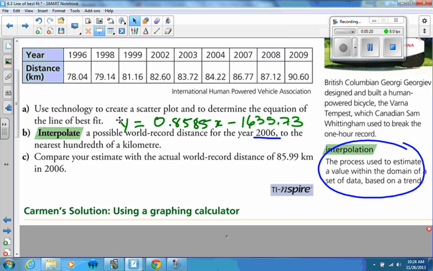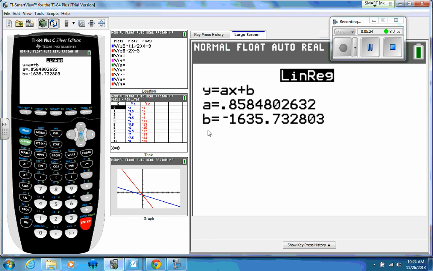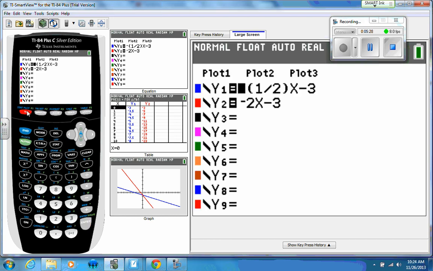So we're going to go back to our graphing calculator with our linear regression. Now we're going to have to put our equation into our graph. So we go back to the y equals, clear any previous data you had, and I'm going to type in 0.8585x. And I'm going to subtract 1635.73.